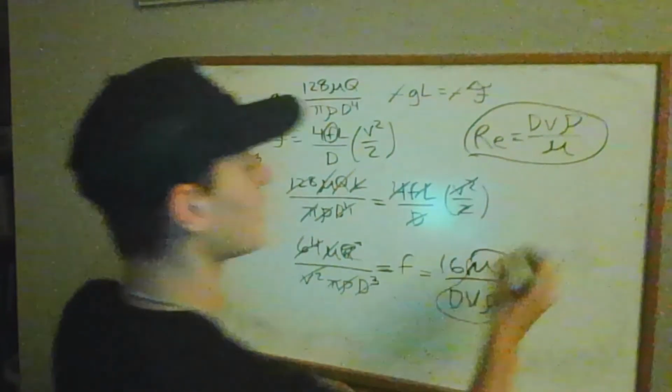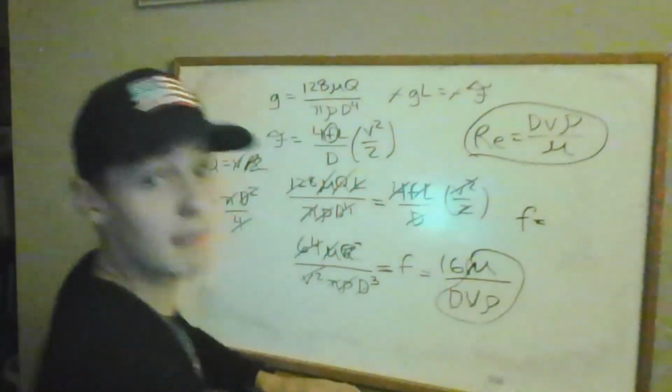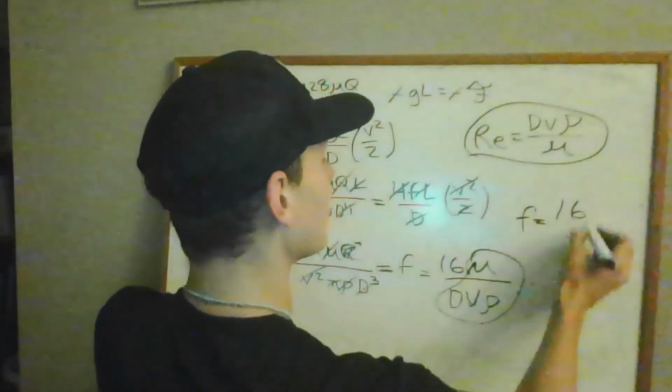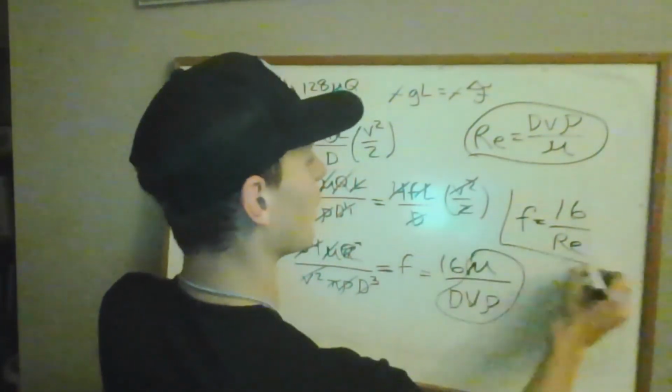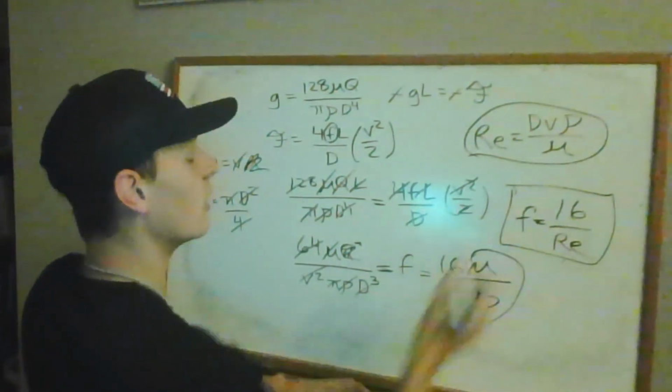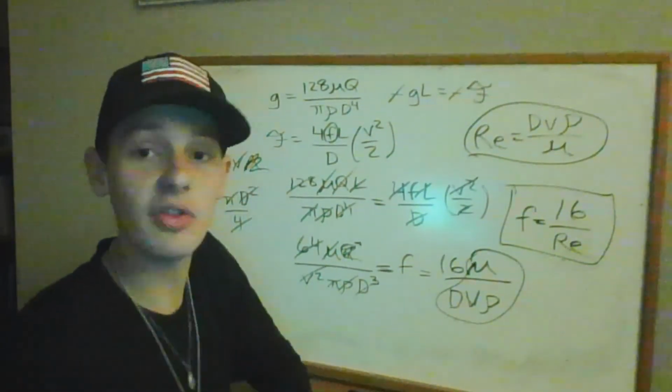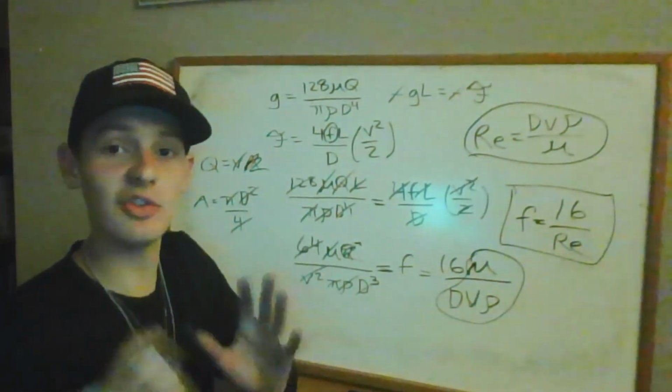So the Fanning friction factor for laminar flow, of course, is 16 over Re, where Re is the Reynolds number. So we have successfully derived the Fanning friction factor. Thank you so much for watching.